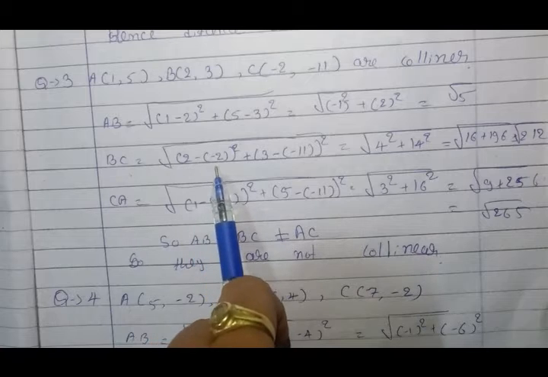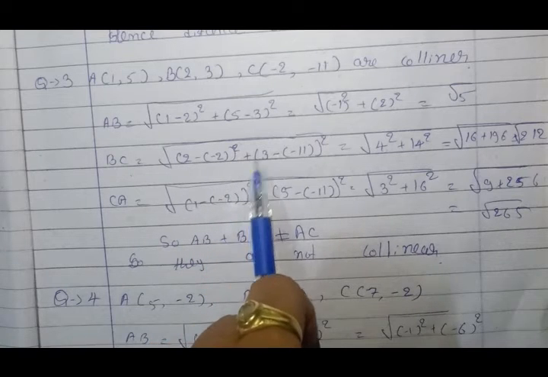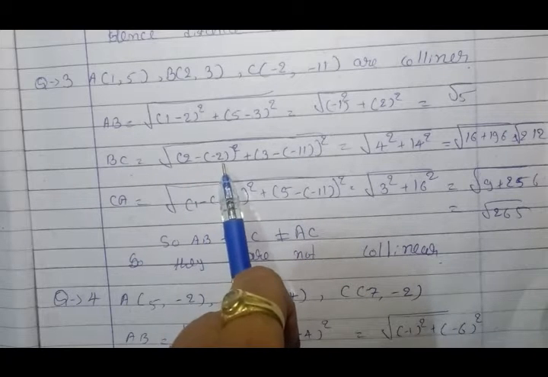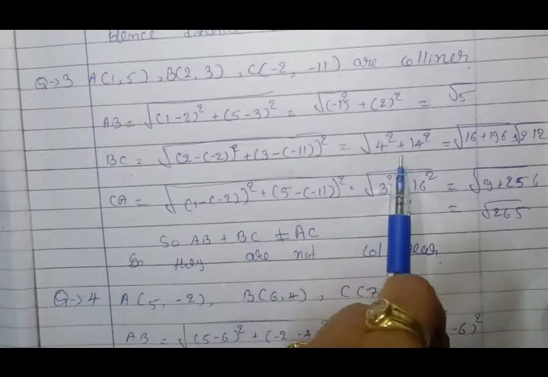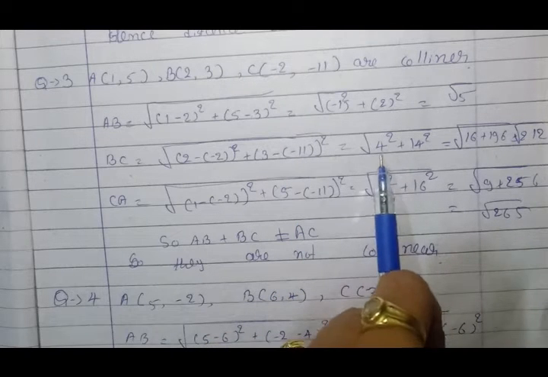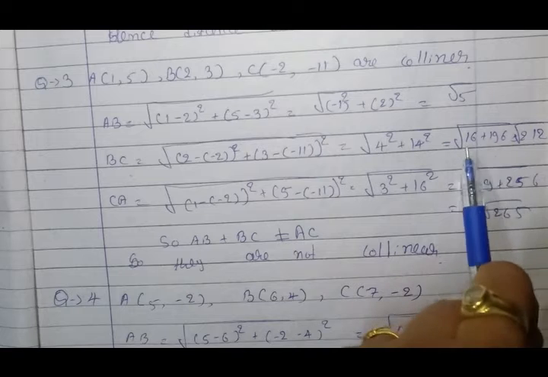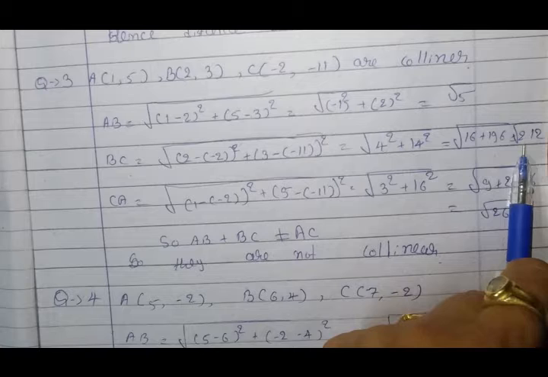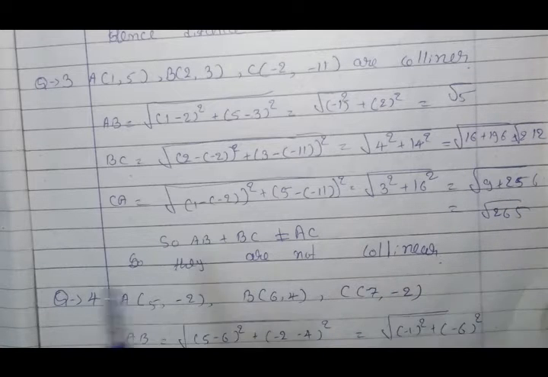Now BC is equal to root of 2 minus minus 2 whole square plus 3 minus minus 11 whole square. Minus minus plus, 2 plus 2 is equal to 4. Minus minus plus, 3 plus 11 is equal to 14. So 4 square plus 14 square is equal to 16 plus 196, which is root 212.